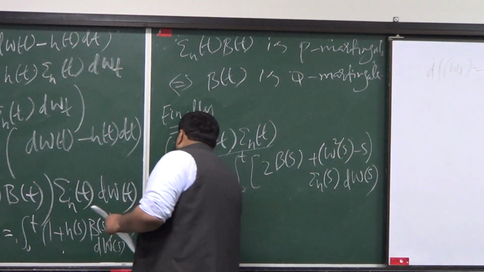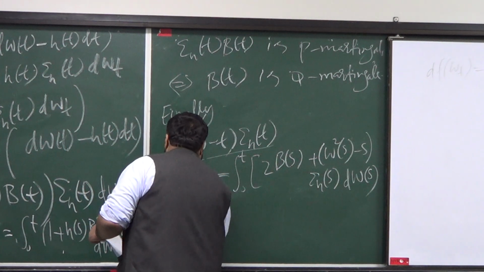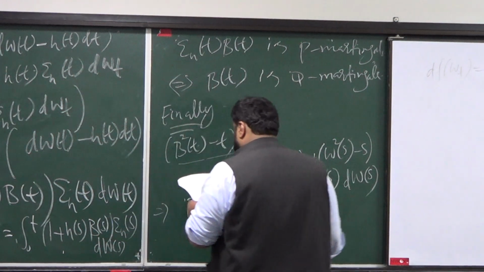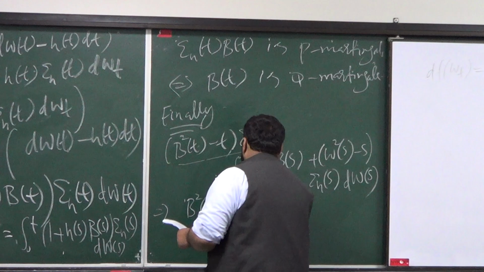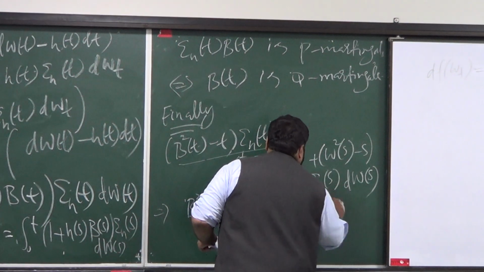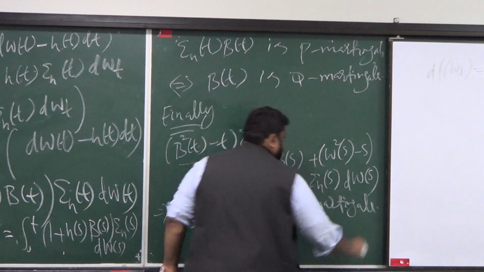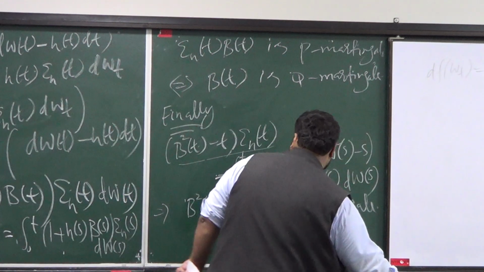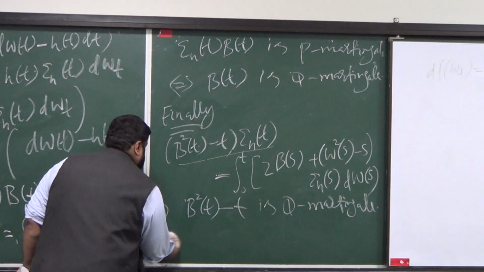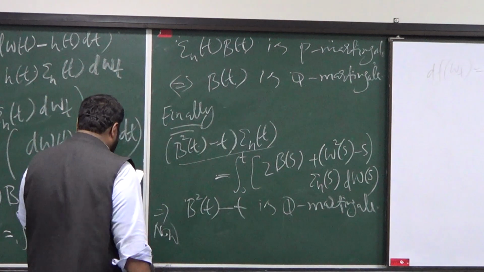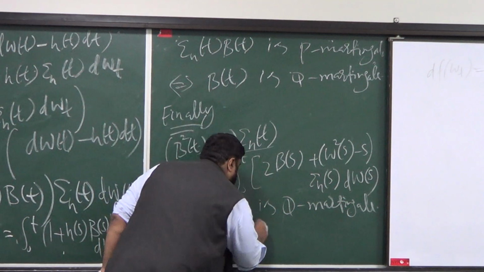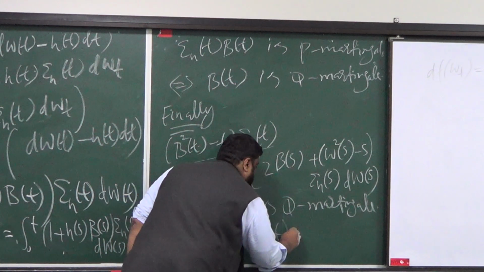And now, what does this show? That this B square of t minus t is a Q martingale with the same argument. Can we say it? Okay? B square of t minus t is a Q martingale. And now finally, any B square of t can be written as B square of t minus t plus t.